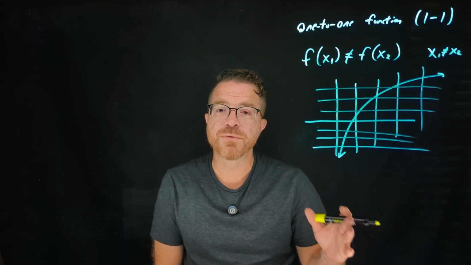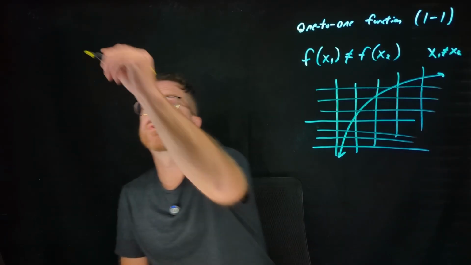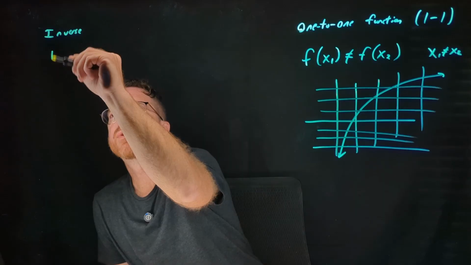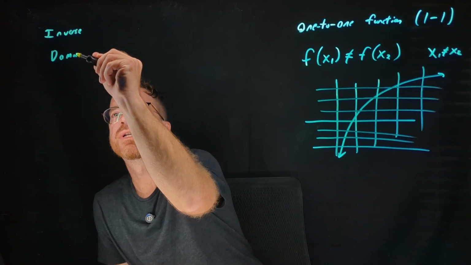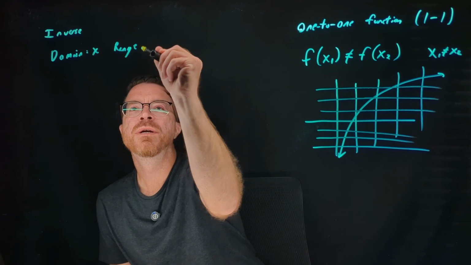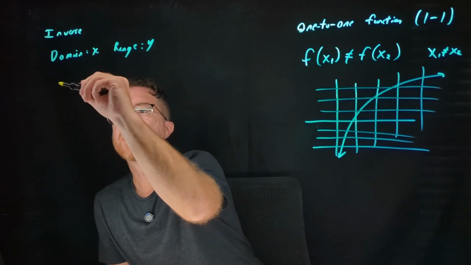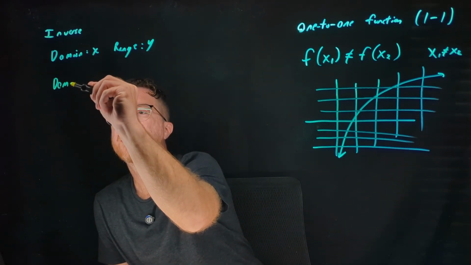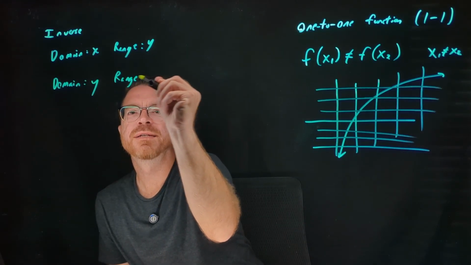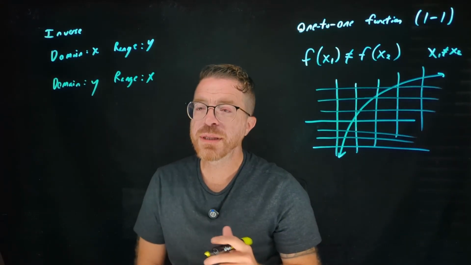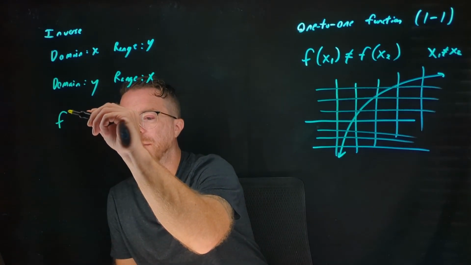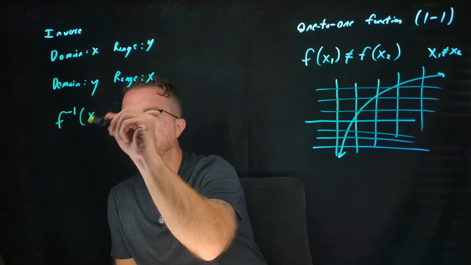This can be especially useful when we're looking at our next thing, which is inverse functions. An inverse function is that when you have your domain of a function, x, and your range of that function, y, the inverse of it will have a domain of y and a range of x. So what this means is that the way we write an inverse function would be f of minus 1 x.